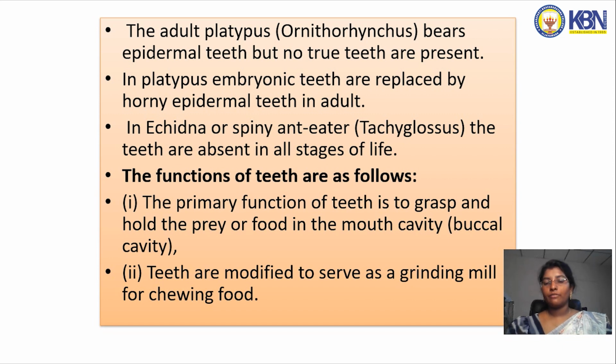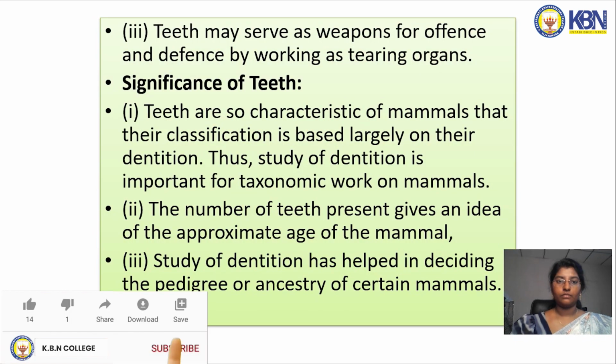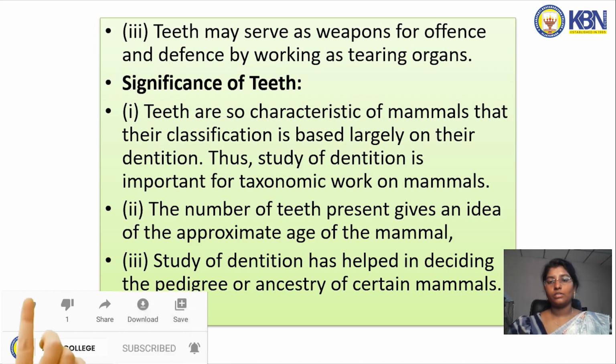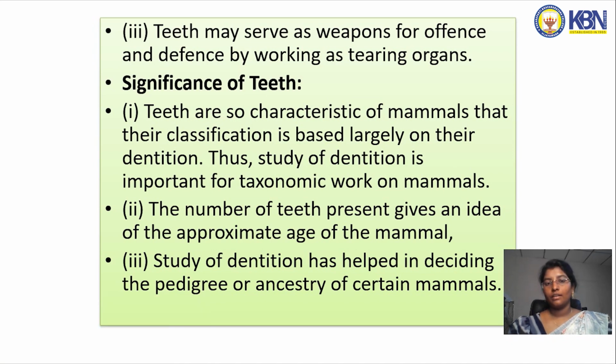What is the primary function here? It is to grab the food or to hold the food. Next, the teeth are modified to serve as a grinding mill for chewing food. Teeth may serve as weapons for offense and defense by working as tearing organs. The teeth can also be useful as a defense mechanism.